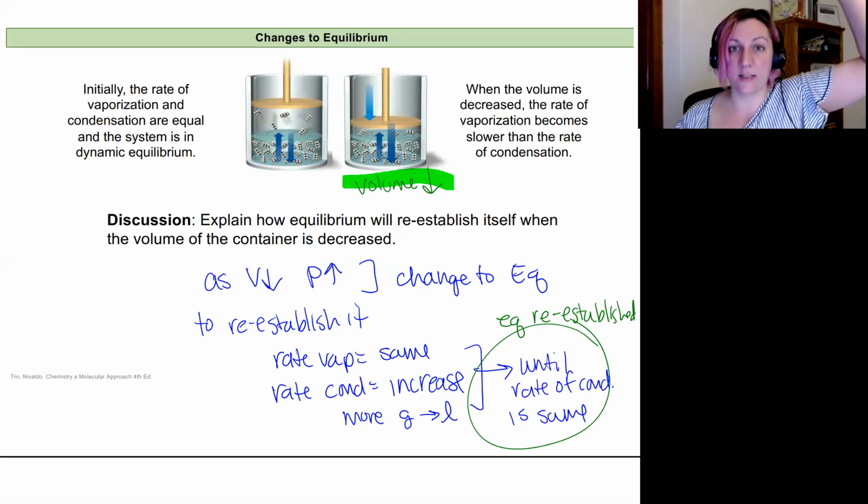If I were to expand the volume, then I would see the volume of the liquid decrease a little as more of those particles went into the gas phase to reestablish that dynamic equilibrium with the vapor pressure.